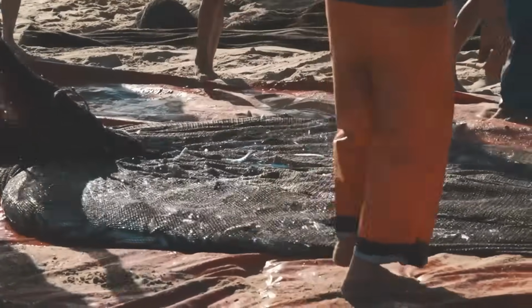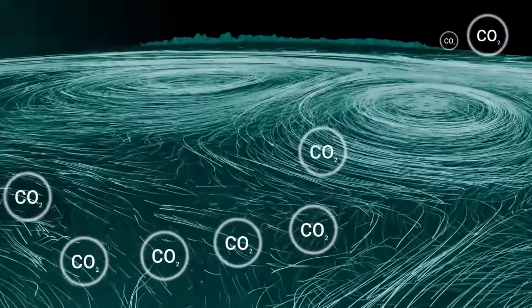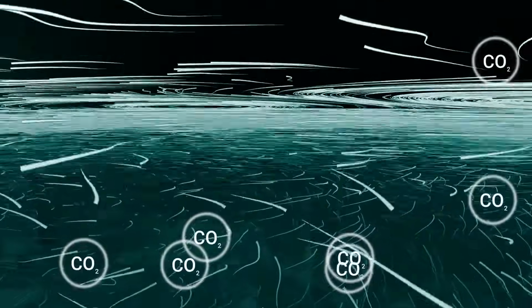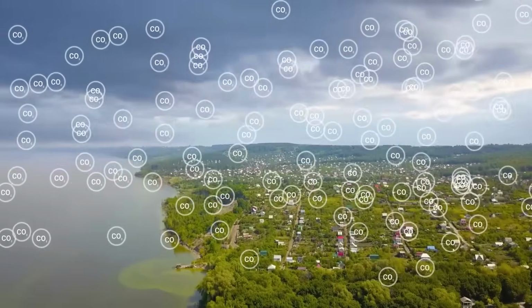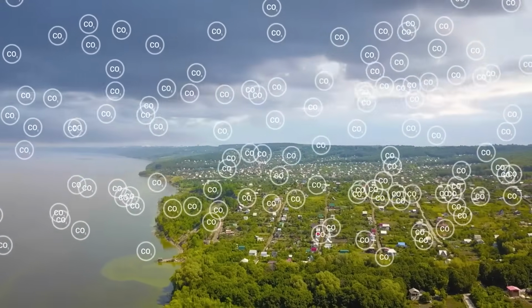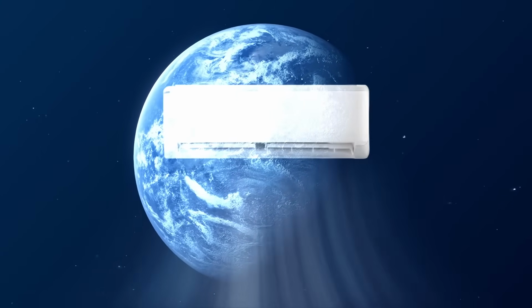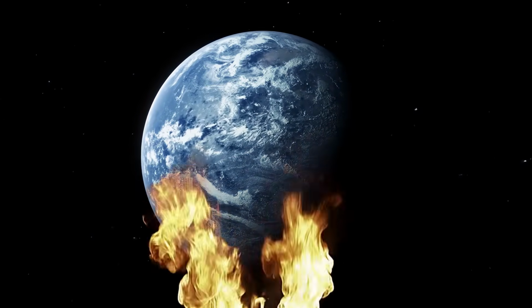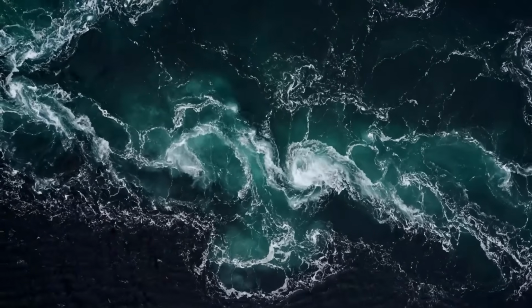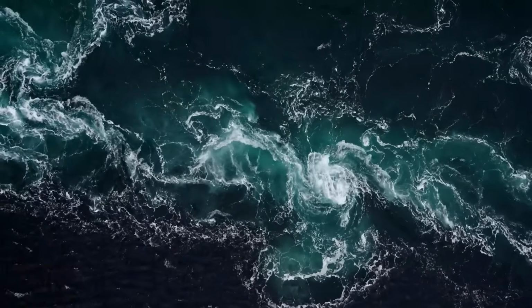reach the surface. And let's not forget, without a strong ACC, the ocean's ability to absorb carbon and excess heat plummets. That means that more CO2 and heat will stay in the atmosphere, making our lives even more miserable. It's like turning off Earth's air conditioner while cranking up the furnace, and burning down the pantry while you're at it. Of course, this isn't the first time things went south with the ocean currents.